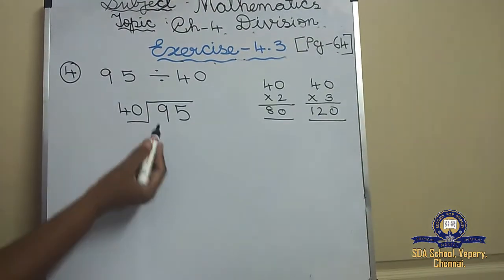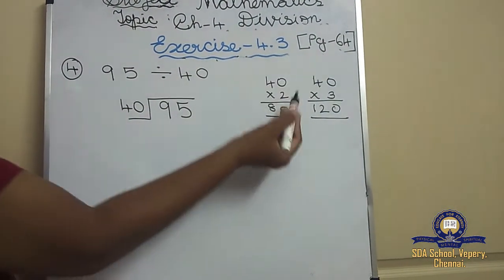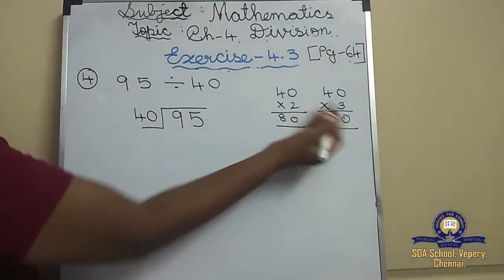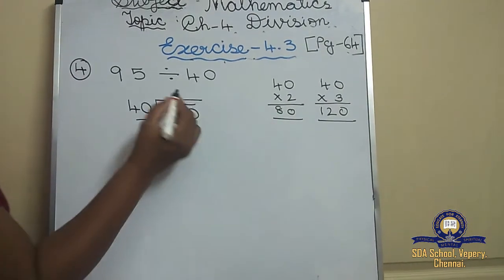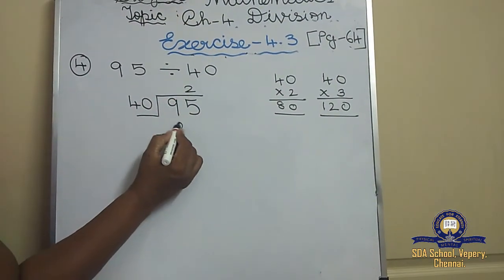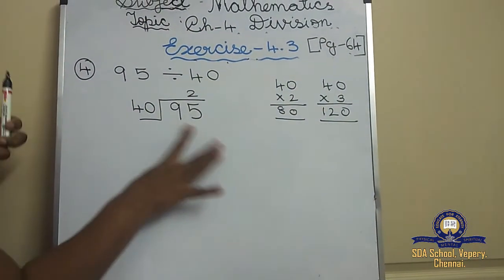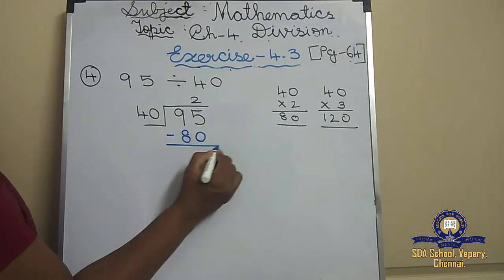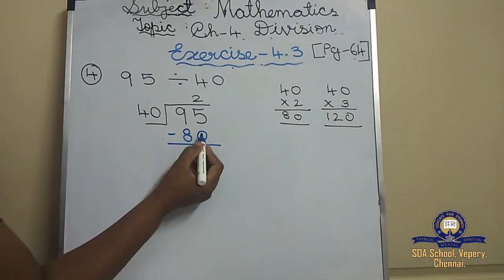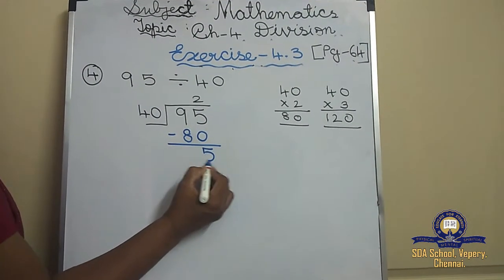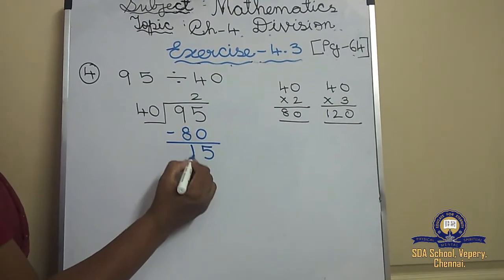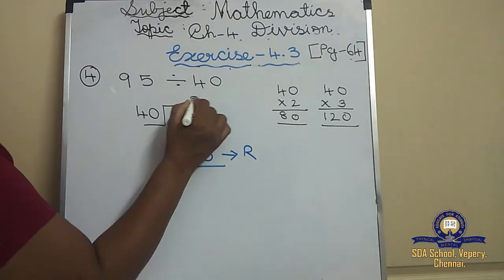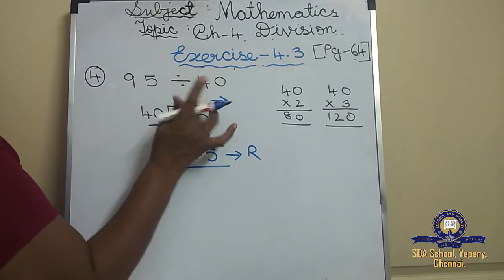So what can you see here? 95 is given. Here 80 and 120 are there. It has been crossed. So what do you have to write? The before number, 80, isn't it? So 40 twos are 80. So 95 minus 80. 5 minus 0, 5. 9 minus 8, 1. So what's the remainder, children? This 15 is remainder and 2 is quotient.